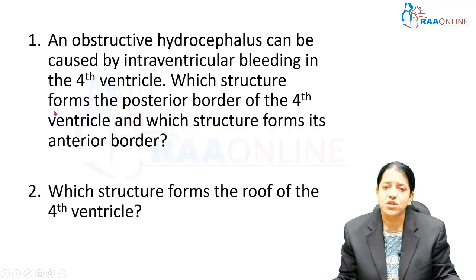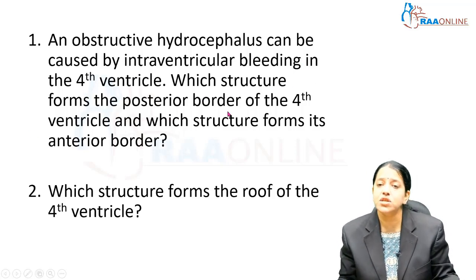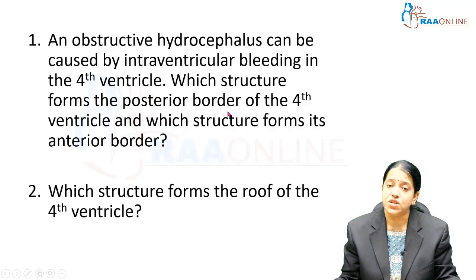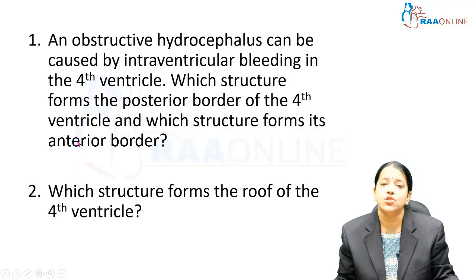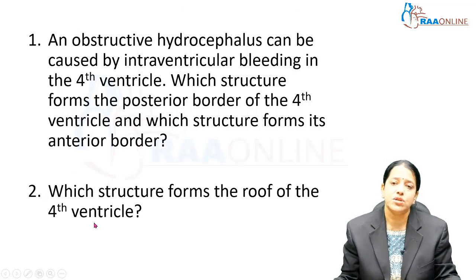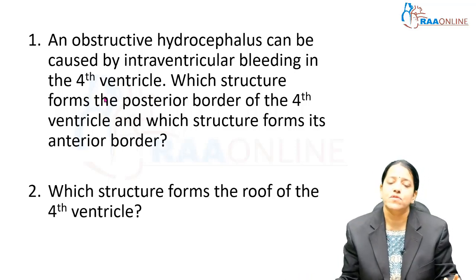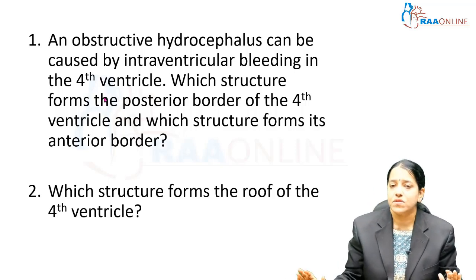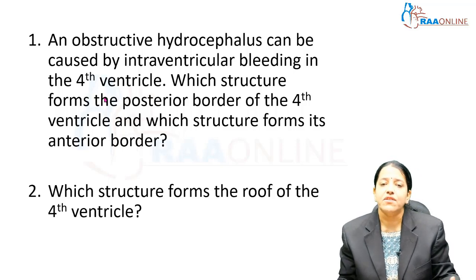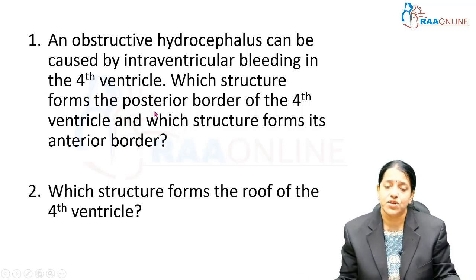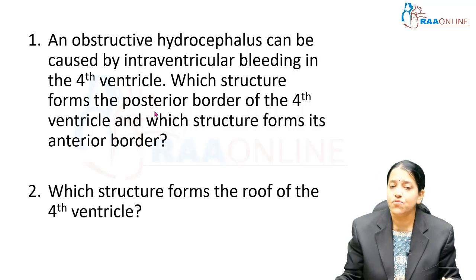Which are the structures which form the posterior border of the fourth ventricle, and which is the structure which forms its anterior border? So basically this question is asking which is the location of the fourth ventricle, what are its boundaries. So what is the anterior boundary, what is the posterior boundary, so that in other words, which is the floor of the fourth ventricle and which is the roof of the fourth ventricle.